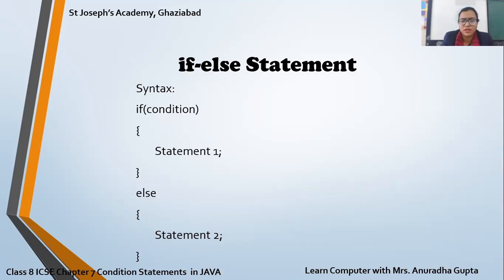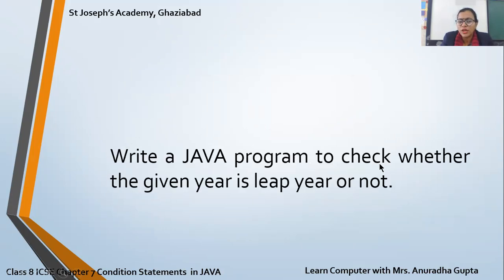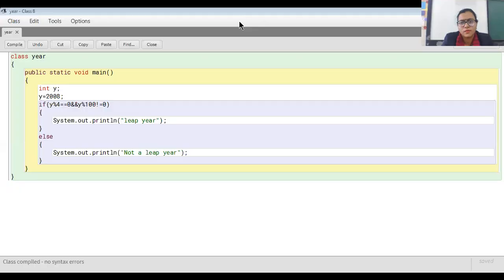So here we have taken a Java program to check whether the given year is a leap year or not. Let's do this program with the help of the BlueJ platform. Here is the program where we are checking whether a year is a leap year or not. We have declared a variable y and initialized its value to 2008.